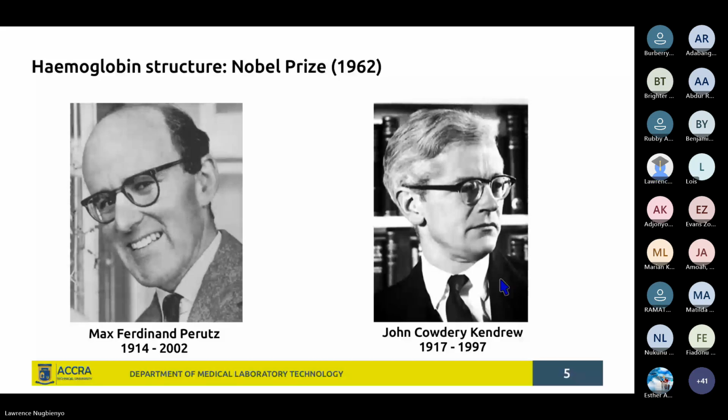The two shared that Nobel Prize in chemistry because Kendrew at the time also studied the structure of myoglobin. As we continue, you come to see myoglobin as well, so you can see the comparison of myoglobin with hemoglobin. But because of these structures, they are proteins that contain heme. And so the Nobel Prize they shared was the Nobel Prize in chemistry for their work on the structure of heme-containing proteins.